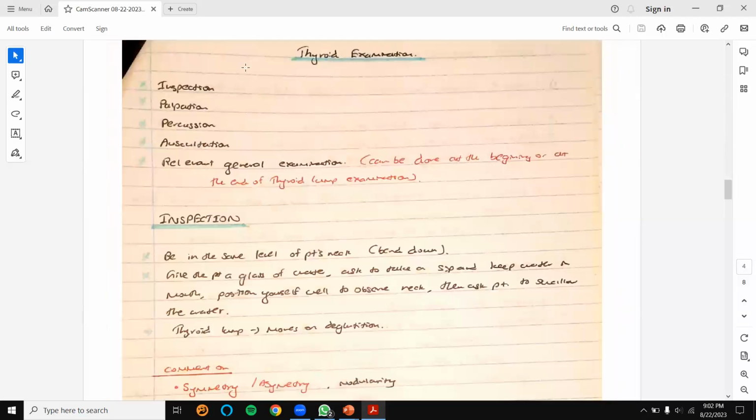Then examination. There's inspection, palpation, percussion, auscultation. Okay, even for the thyroid examination, do all four, don't forget the four. Or in a stepwise manner, don't forget there is a percussion, there is an auscultation. And even for the short case, you have to do all this. If you don't have time, you can offer, but better to do. And you have to do a relevant general examination. Okay.